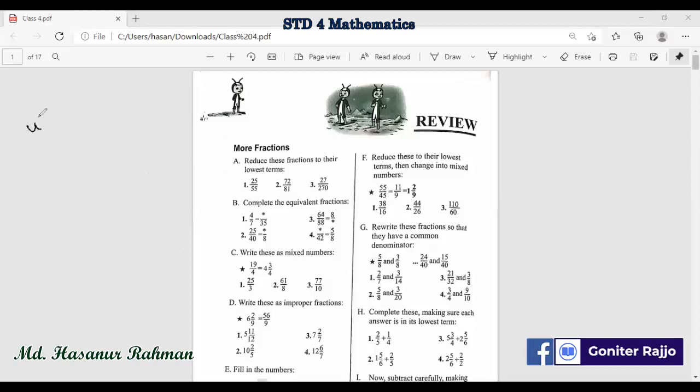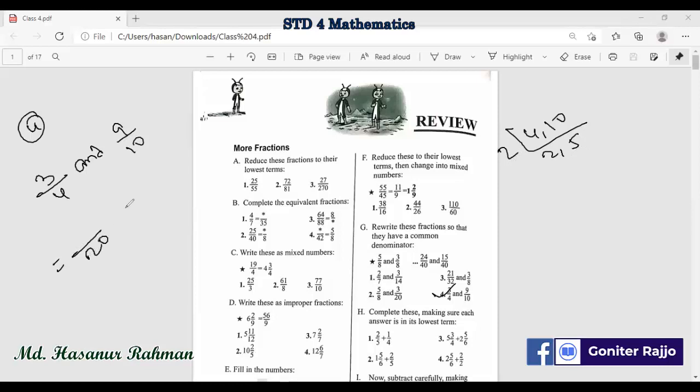Now our last problem, number 4. Number 4 says 3 by 4 and 9 by 10. If we find out the LCM of 4 and 10, we'll get 20. How? Listen, we can divide 4 and 10 both by 2. That gives 2 and 5. So if we multiply 5 times 2 times 2, that will give you 20. So the common denominator is 20. Now if we multiply 4 times 5, that is 20. So 3 times 5, that is 15. 10 times 2, that is 20. So 9 times 2, that is 18.